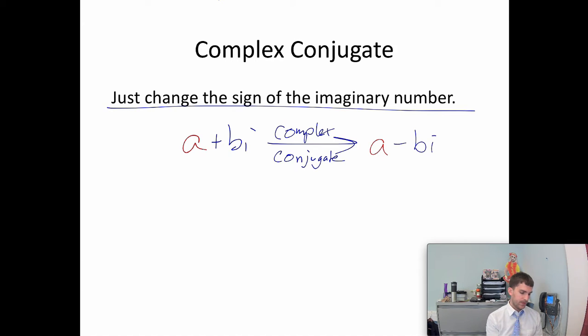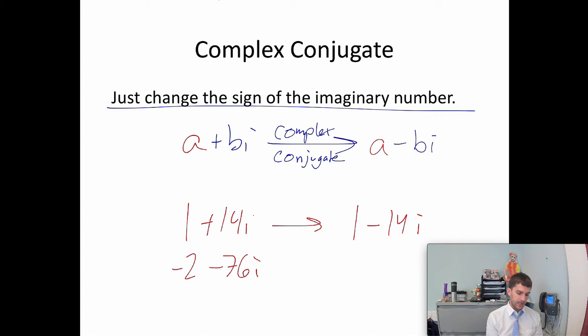So for example, if we have, let's do 1 plus 14i, the complex conjugate for that would be 1 minus 14i. If we had negative 2 minus 76i, the complex conjugate would be negative 2 plus 76i.